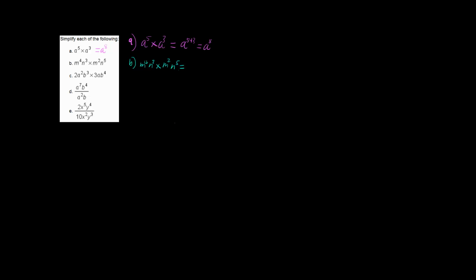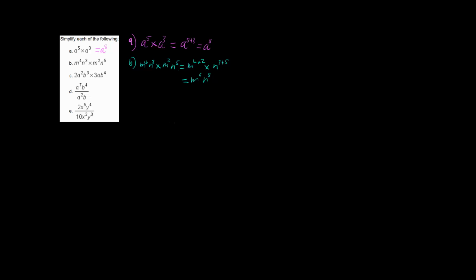So m to the 4 times m squared will give us m to the 4 plus 2, and multiply that on with n cubed and n to the 5, which gives us n to the 3 plus 5. And so that's going to give us m, 4 plus 2 is 6, so m to the 6, and then n, 3 plus 5 is 8.